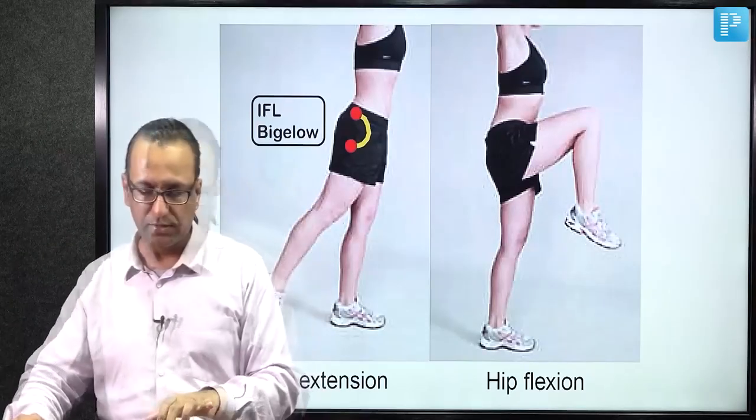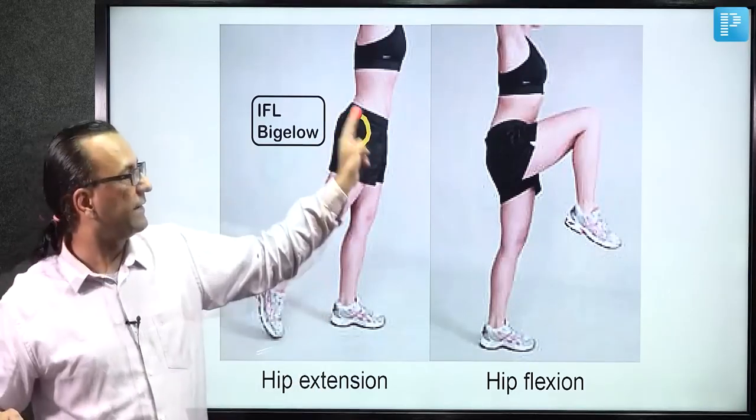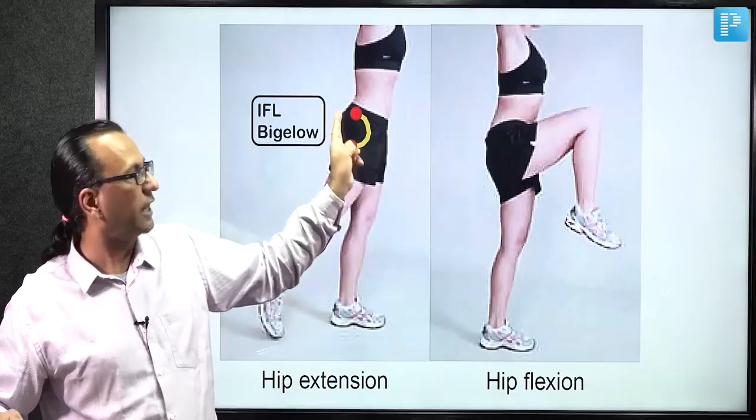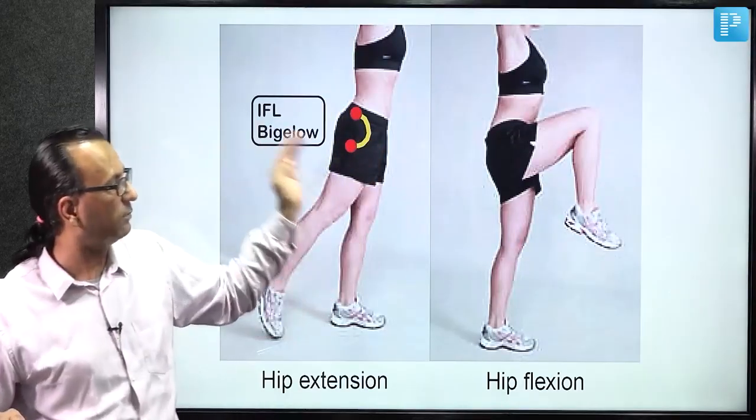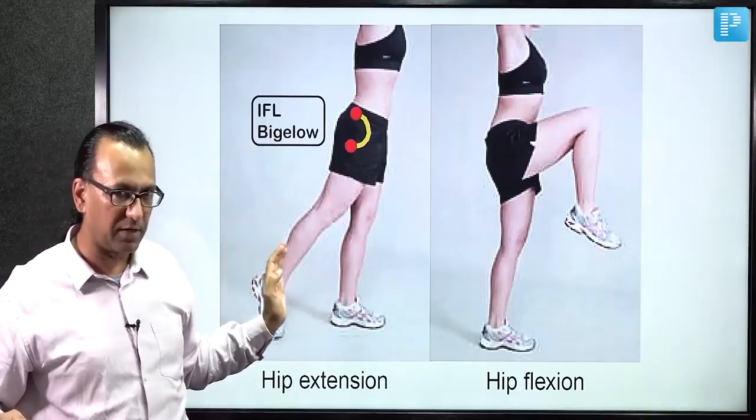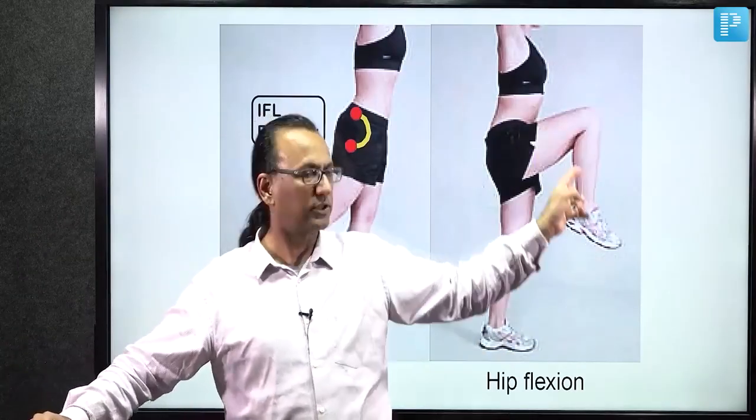Understand that the strongest ligament of the human body is the iliofemoral ligament, attaching to the ilium part of the hip bone and the femur, which is preventing hyperextension of the hip joint. Extension at the hip joint is quite a limited movement, whereas the flexion at the hip joint is quite a large movement.